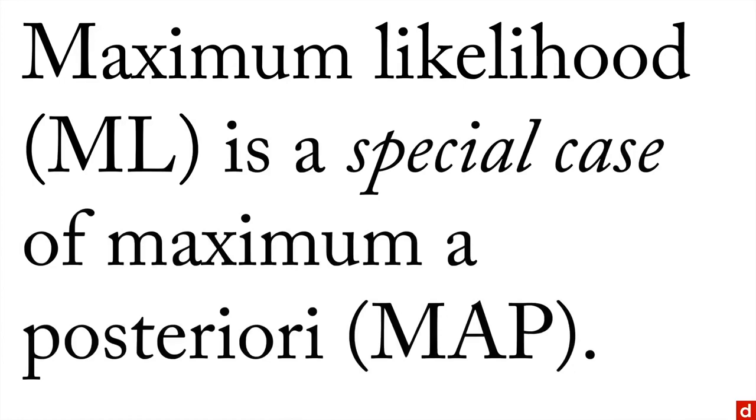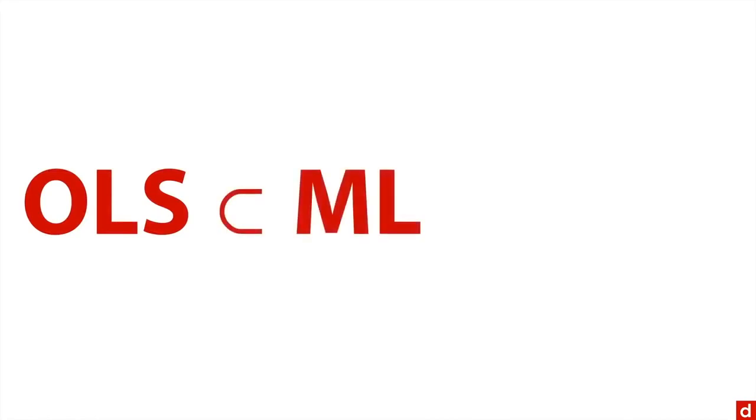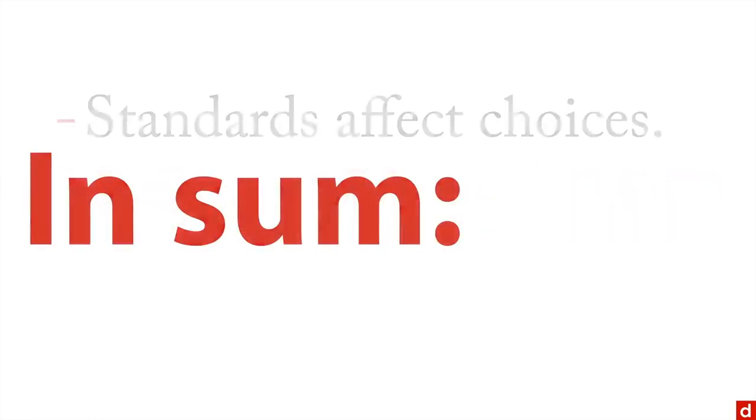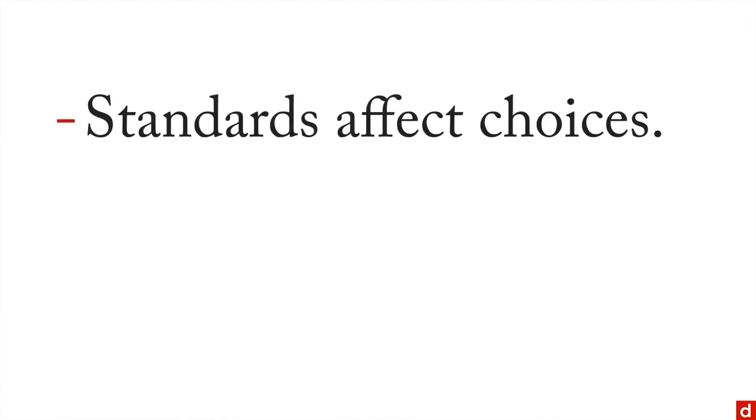And just in case you like it, we can put it in set notation. OLS is a subset of ML, is a subset of MAP. And so there are connections between these three methods of estimating population parameters. Let me just sum it up briefly this way. The standards that you use, OLS, ML, MAP, affect your choices and the ways that you determine what parameters best estimate what's happening in your data.